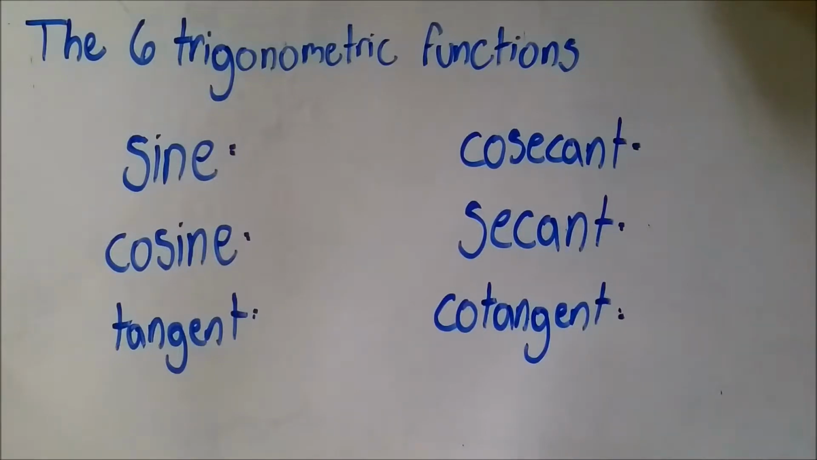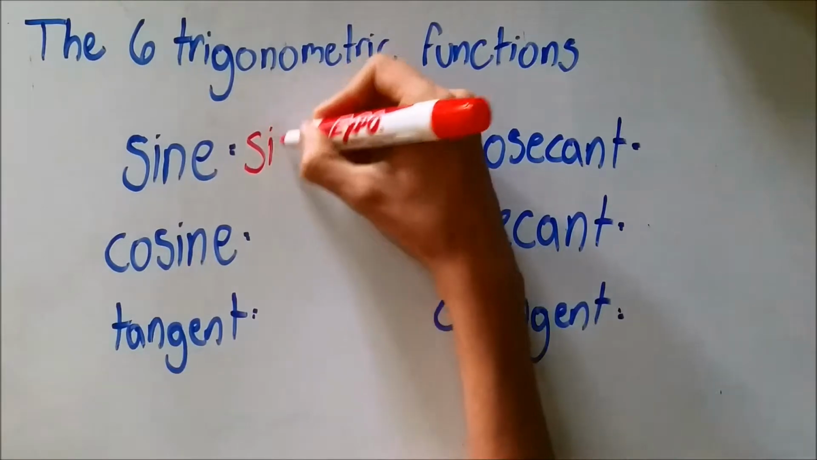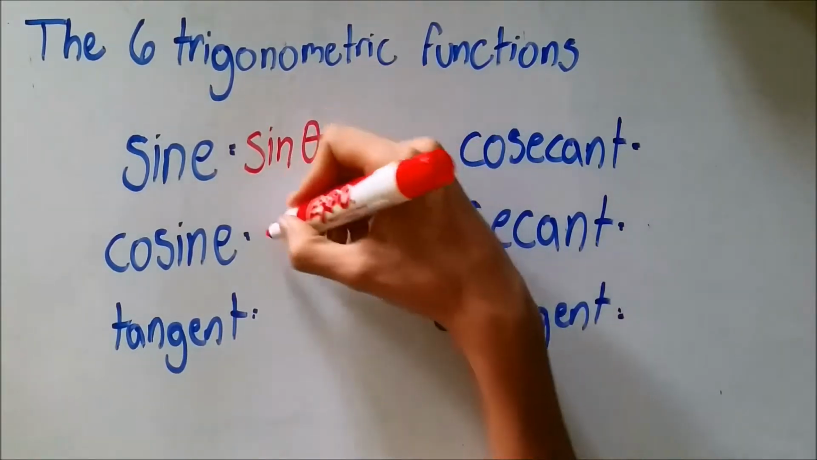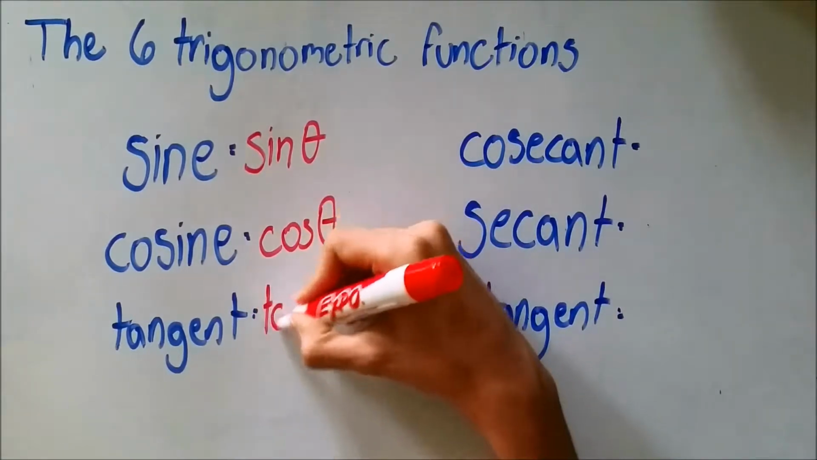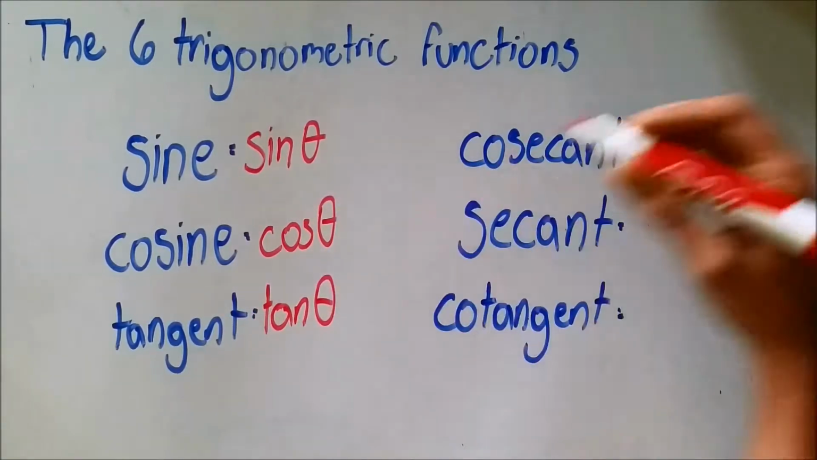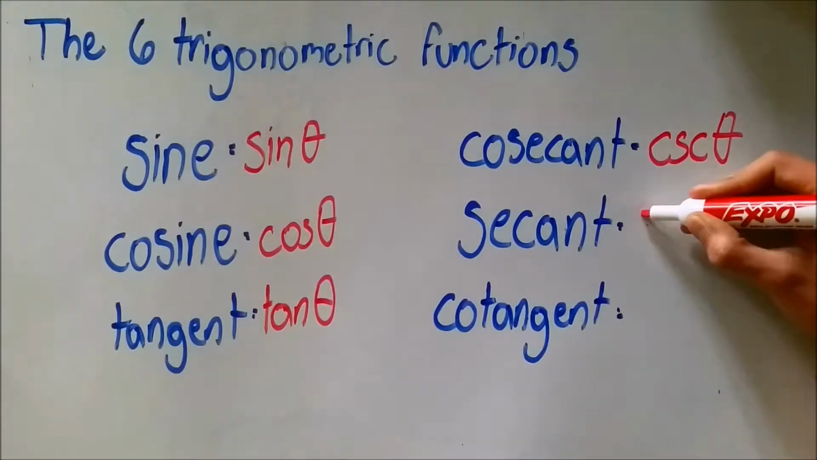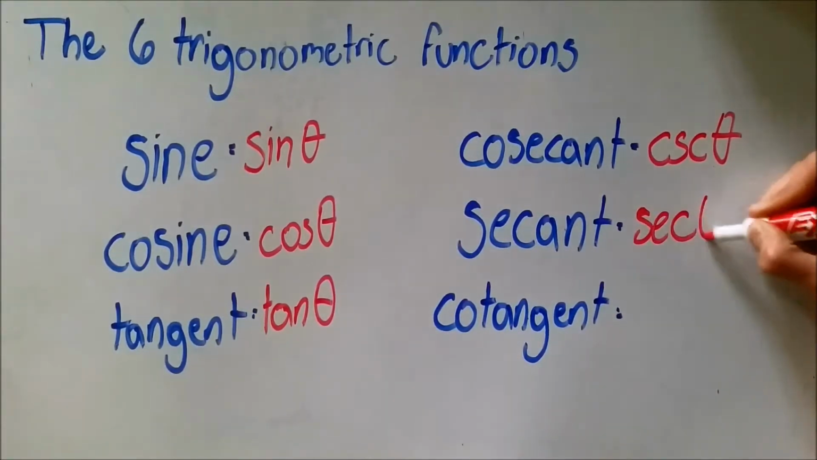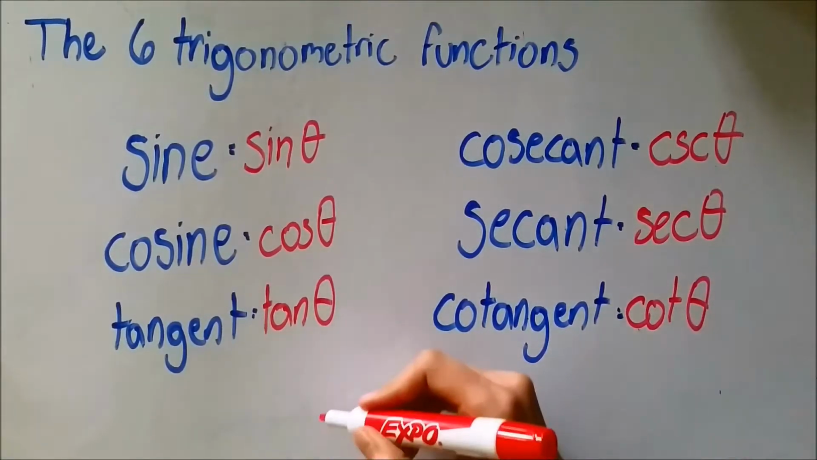We have the six trigonometric functions. We have the sine, the cosine, the tangent, the cosecant, the secant, and the cotangent. We will abbreviate them as the sine of theta, the cosine of theta, the tangent of theta, the cosecant of theta, the secant of theta, and the cotangent of theta.